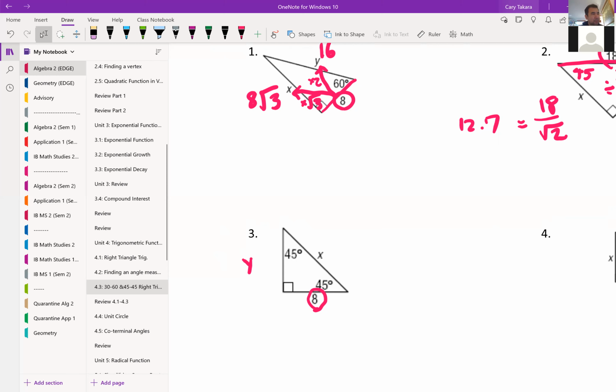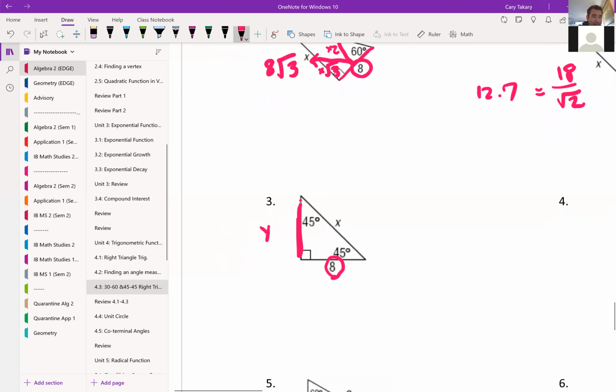All right. So if you know one of the legs is 8, how about the other leg? It's 45, 45, so they are the same, right? So why does it have to be 8? They are the same thing.